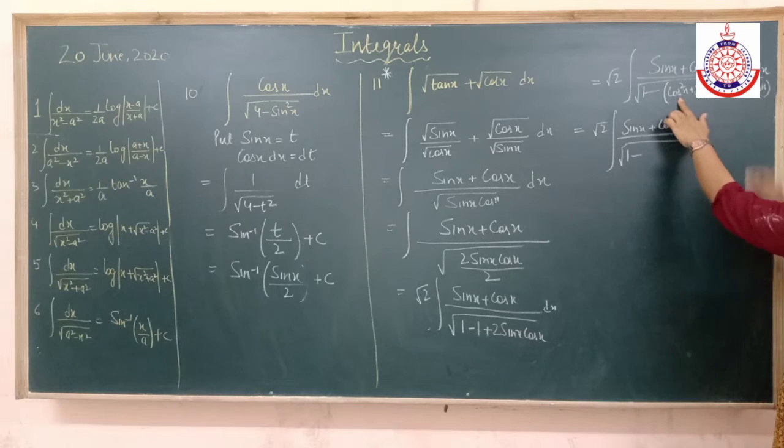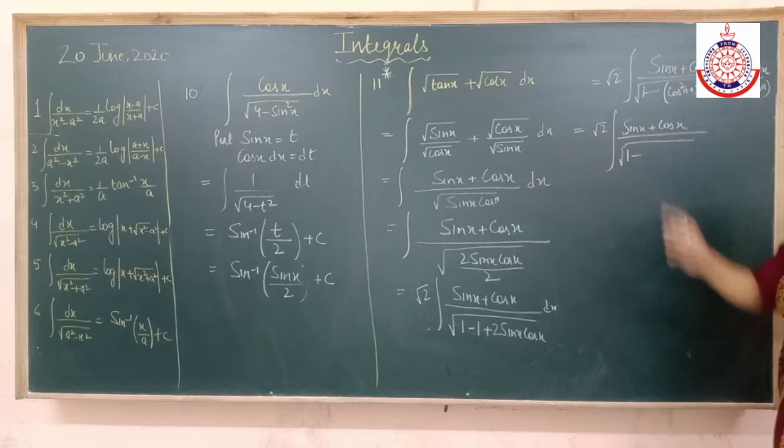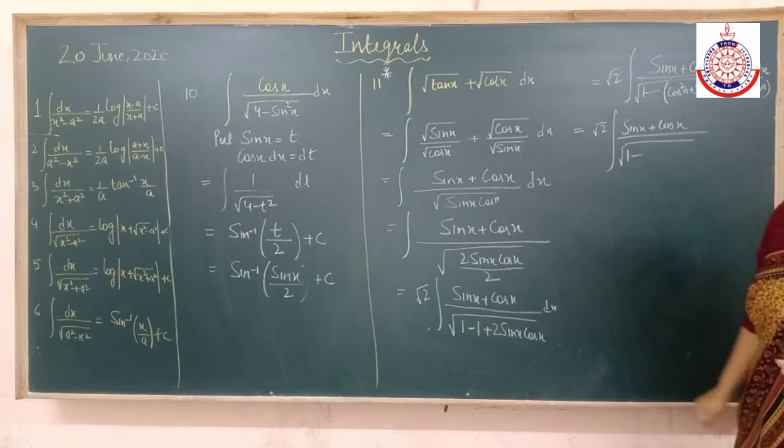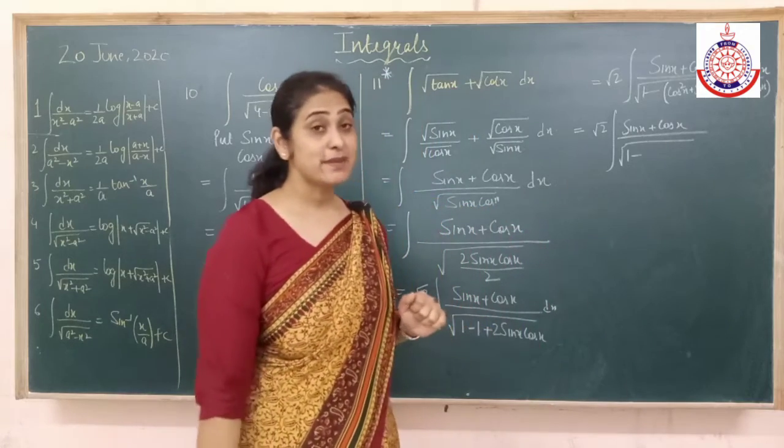A square plus B square minus 2AB. A square plus B square minus 2AB. A minus B whole square का फार्मूला बन गया. Alright, मुझे क्या चाहिए? Sin x minus cos x.